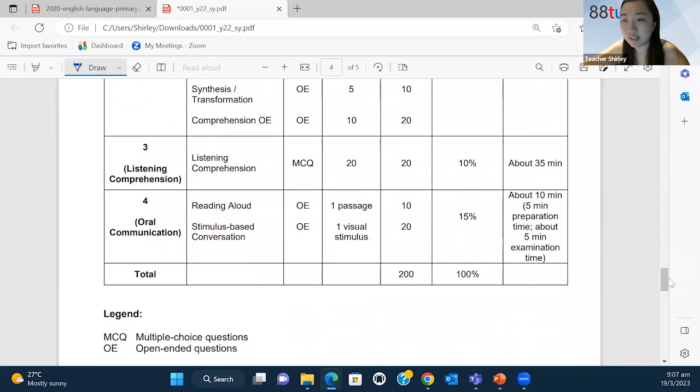Just some additional information. Paper 3 is your listening, and paper 4 is your oral exam. So that sums up your English paper. Total marks is 200, but of course they're going to divide it by 2 to get 100%. Are we clear on this? I think it's good to let you know what you should be expecting for your PSLE exam at the end of the year. Okay, so I'll close this.